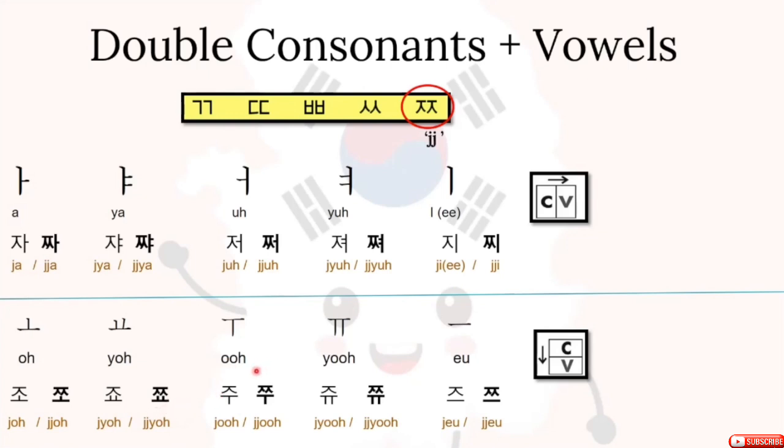Next one. U and z becomes ju, and z and u becomes ju.